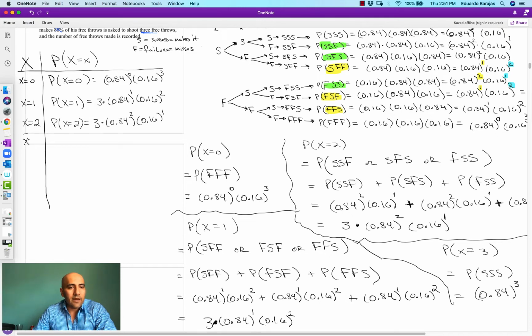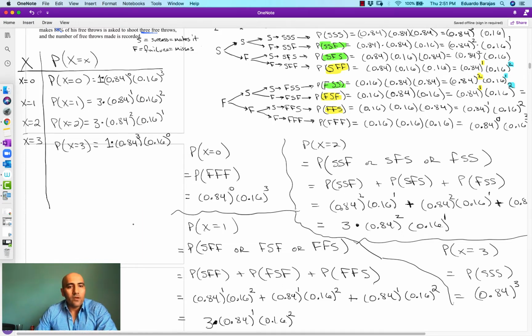And finally, the last possible thing that can happen is that x might be equal to 3. So the probability that x equals 3, well, we can see in this last situation over here, there's only one way that can happen. 3 successes means he made all 3. So this would be the case of 0.84 to the power of 3. And just to make the pattern complete, we're going to throw in the 0.16 to the power of 0, to show that there were 0 failures, 3 successes. And again, just to make the pattern complete, I'm just going to throw in a 1 here, because there's only one way that can happen, and also a 1 up here, just to show that there's only one way that can happen.